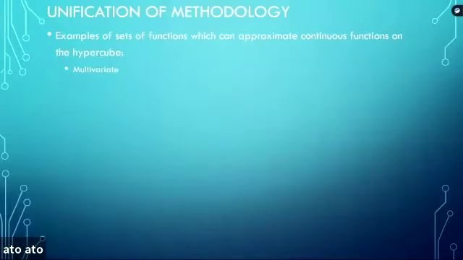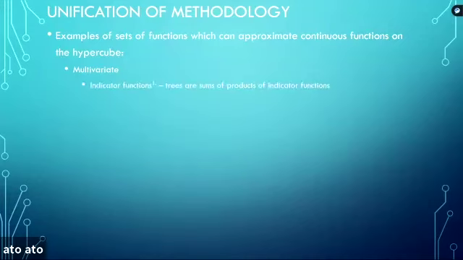Okay, unification of methodology. So here's the deal: now we can just pretend that we are trying to estimate a continuous function on the hypercube. Well, who knows how to do that? It just so happens that that is precisely an area of study in mathematics. It has been for years. Probably one of the first theorems relating to that is the Weierstrass approximation theorem, proven in the 1800s. That was on the unit interval, approximating continuous functions on the unit interval using polynomials. But you can also do it on the hypercube.